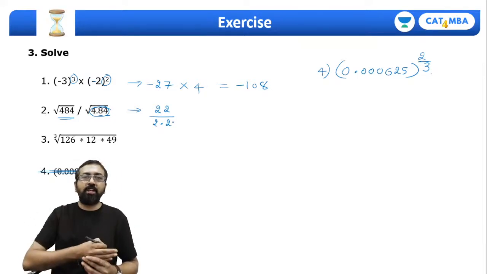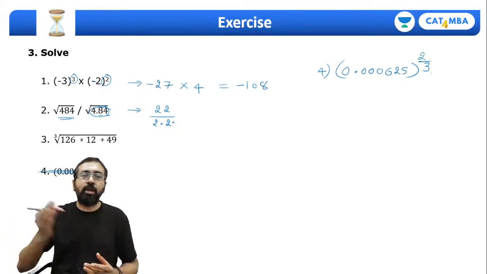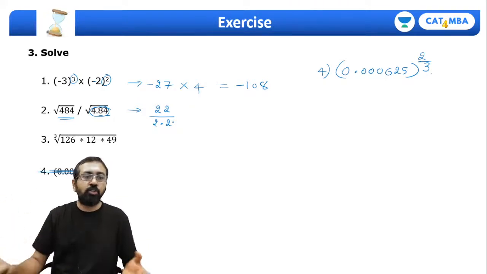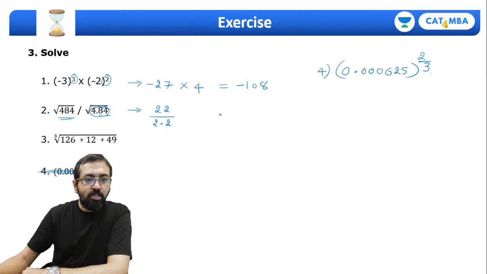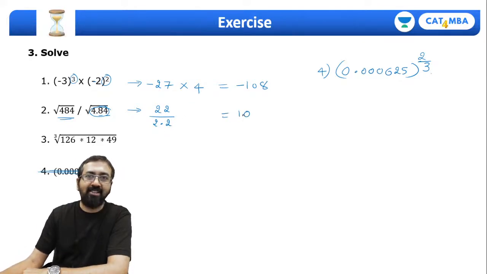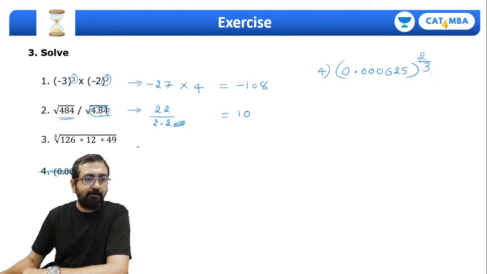Of course, you know that 4 point something, so square root of that will be slightly more than 2. So this is 2.2, right? So 22 divided by 2.2, of course, it has to be 10, correct? 2.2 into 10 is 22, isn't that? So answer will be 10.